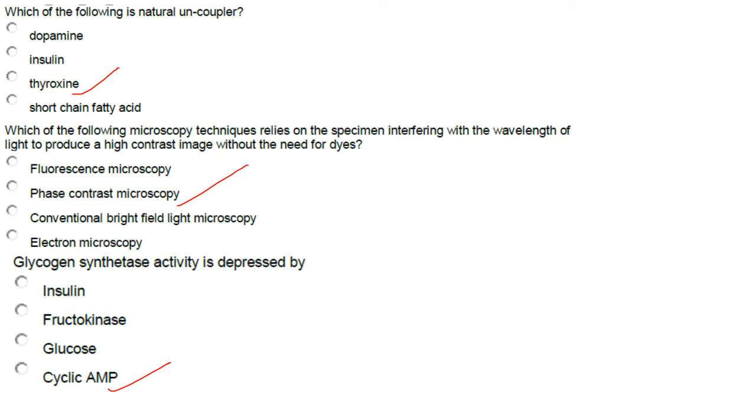The next one. Which of the following microscopy techniques relies on the specimen interfering with the wavelength of light to produce a high contrast image without the need for dyes? So phase contrast microscopy is the answer. Phase contrast microscopy relies on the phenomenon of interference to produce high contrast images of the unstained living specimen. So answer is phase contrast microscopy. Now glycogen synthetase activity is depressed by cyclic AMP.